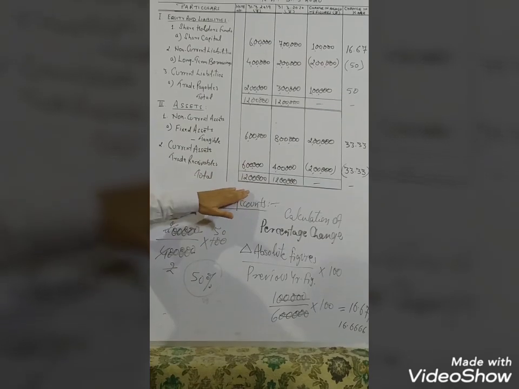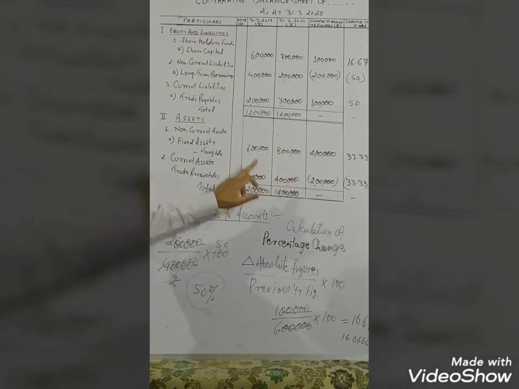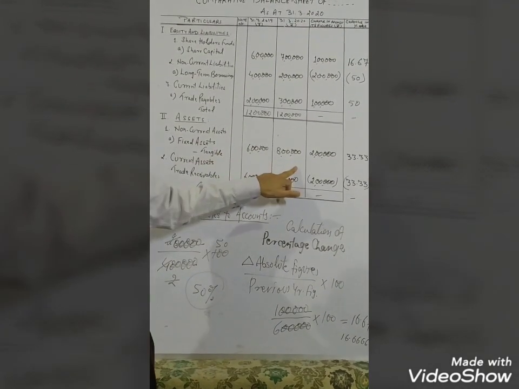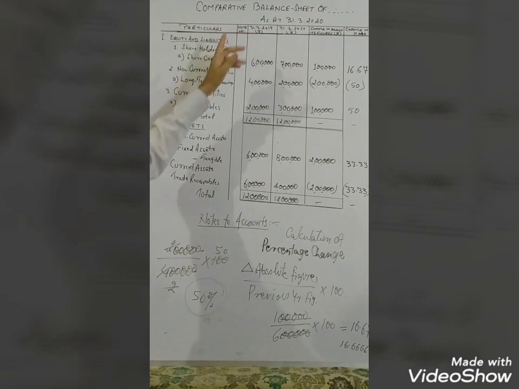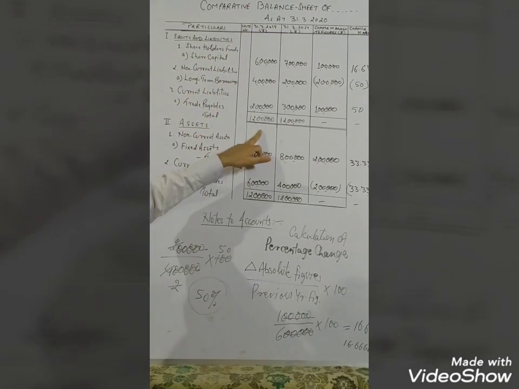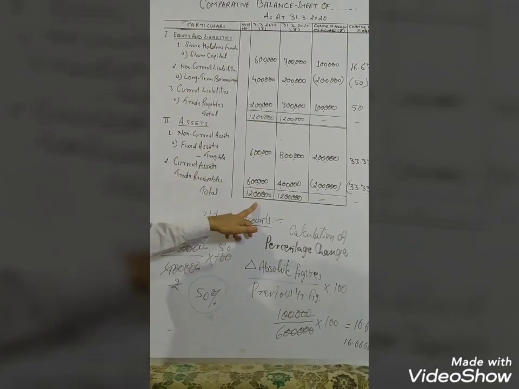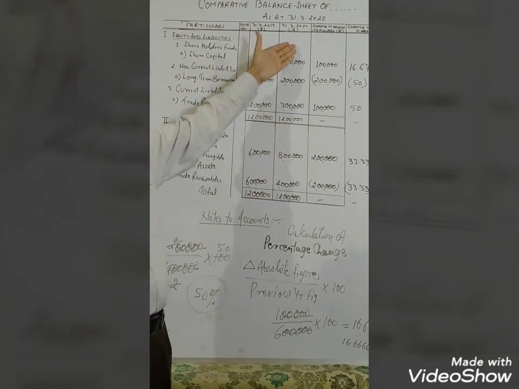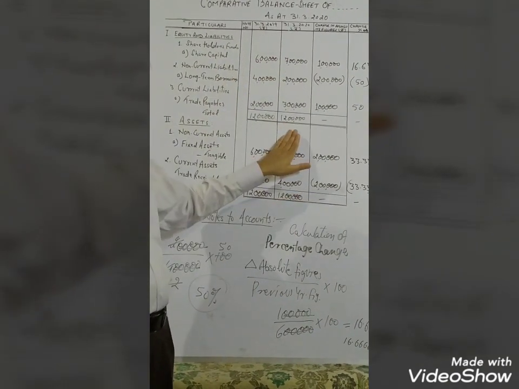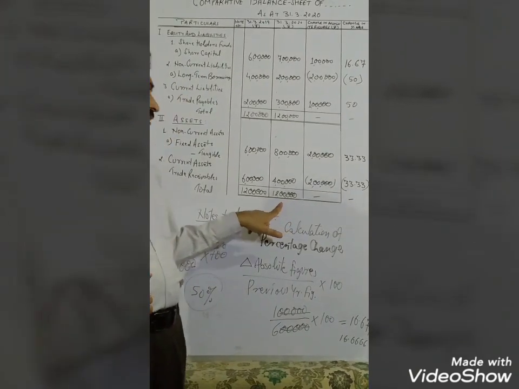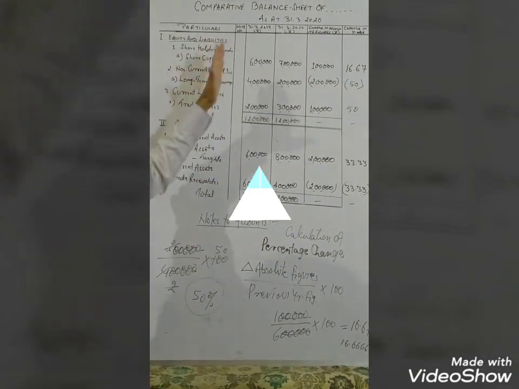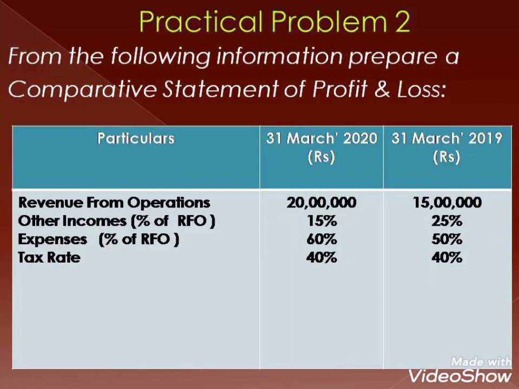Again, we have to make a total for both the years 2019 and 2020. So for both the years it is 12 lakh each. For the year 2019, the total liabilities are rupees 12 lakh and assets are also rupees 12 lakh. Similarly, for the year 2020, the liabilities are rupees 12 lakh and assets are also rupees 12 lakh. This is the comparative balance sheet.